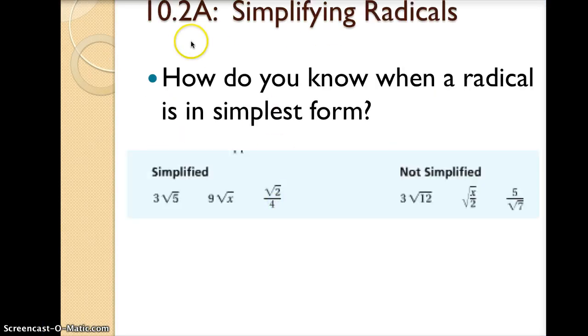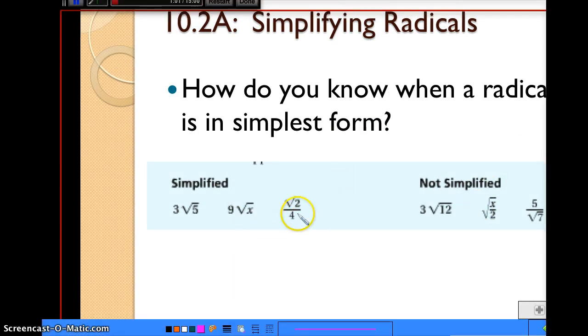10.2, it looks like we're going to do 10.2 in two sections, so you only have to do the video on the 10.2a, and then the next day you'll do the 10.2 part B. Simplifying radicals. How do you know when a radical is in simplest form? These three show radicals in simplest form, and these three show where they're not in simplest form.